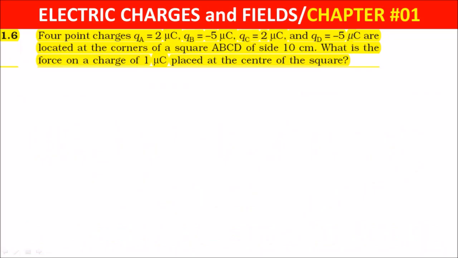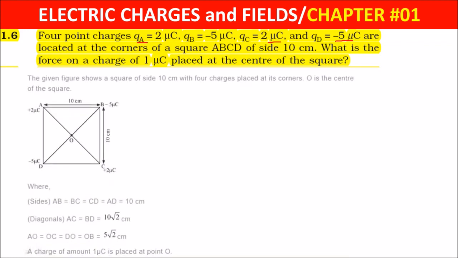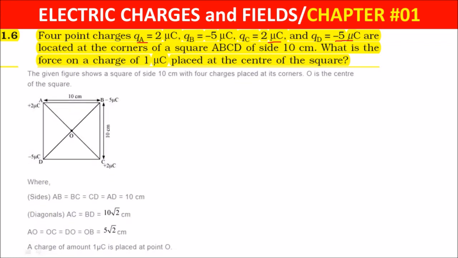So let us start. Question number 6: 4 point charges QA = 2 microcoulomb, QB = minus 5 microcoulomb, QC = 2 microcoulomb, QD = minus 5 microcoulomb are located at the corners of square ABCD of side 10 centimeter. What is the force on a charge of 1 microcoulomb placed at the center of the square?